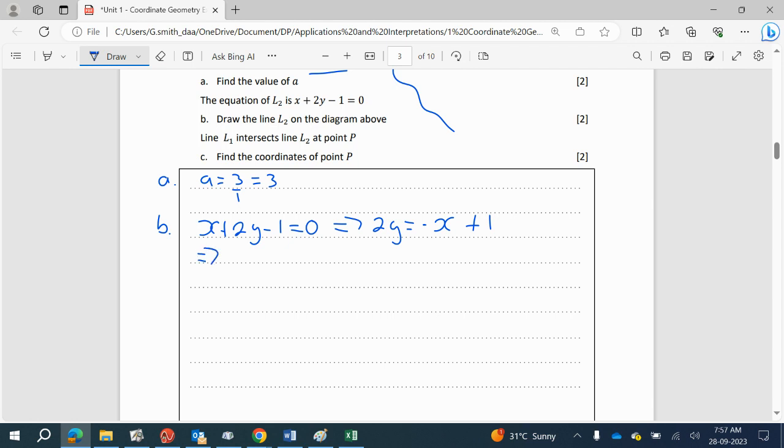How do I, don't answer class, how do I remove the 2? I divide everything by 2, I get y equals, what will happen to minus 1 when I divide it by 2? What will it become? Negative 1 over 2. For this question, we don't need to go any further, but we would, because we're neat. What would happen to plus 1 when we divide it by 2? So we get 1 over 2.